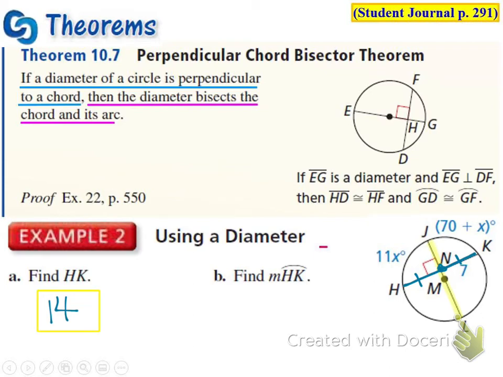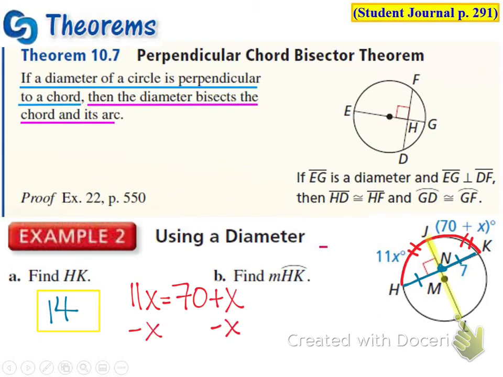Find the measure of arc HK. So finding the measure of the arc. Again, the diameter, which I highlighted, because it's perpendicular, also cuts the arc in half. So the two portions of the arc are congruent to each other. So what can we do with those two things? Set them equal. So 11x will equal 70 plus x.